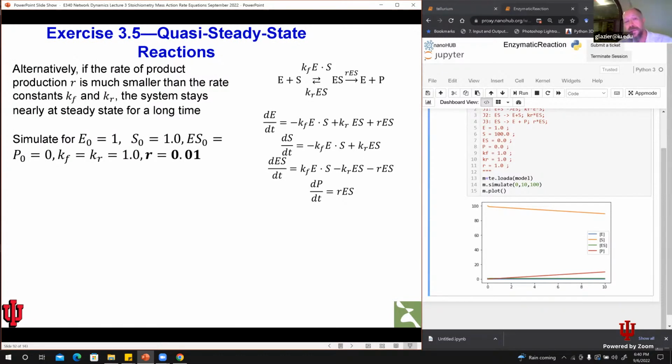I can also do what's called the quasi-steady-state reaction, which is very similar. I put my amount of substrate back to 1. And now I make the rate at which my complex turns into product very low. So why don't we make, instead of R, the rate of product production, 1, make it 0.01. What happens then? Somebody try that.